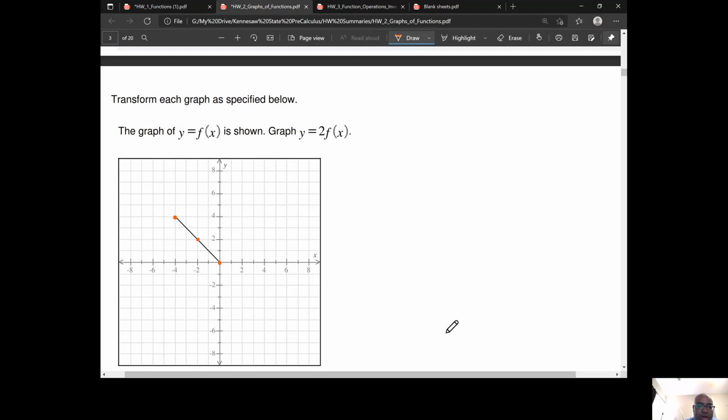So my x's are the same. It's just my y, my output, that is multiplied by 2. So 0, 0 stays the same. For -2, I normally get out +2, but because I'm multiplying that by 2, I get +4. For -4, normally I get +4 as my output, but I multiply by 2 and I get +8. And then I graph them. Hopefully a lot better than that, but you get the idea.